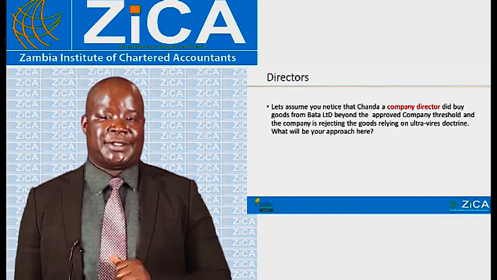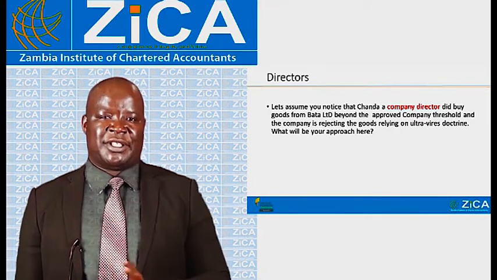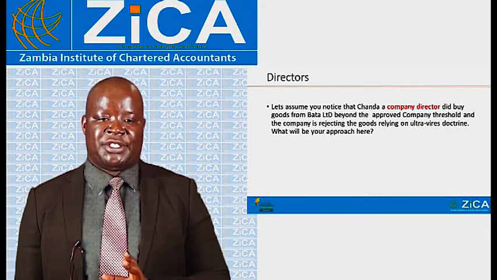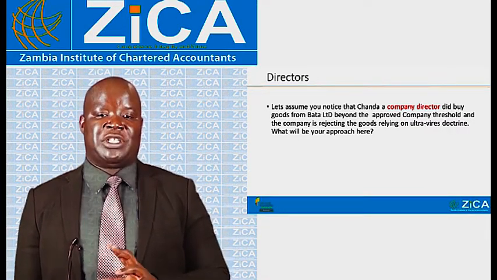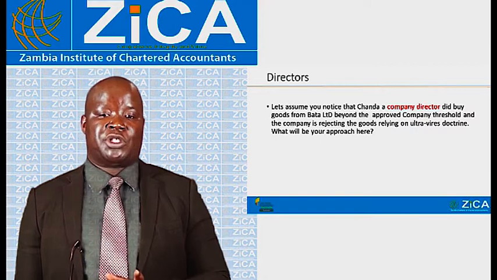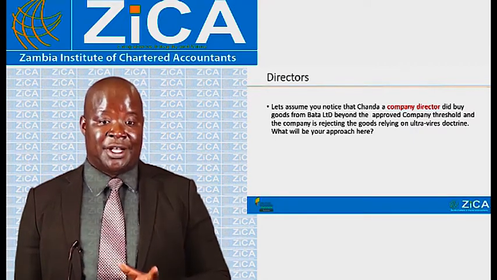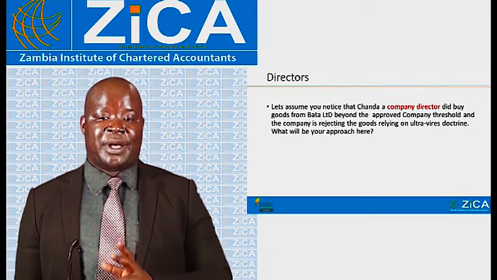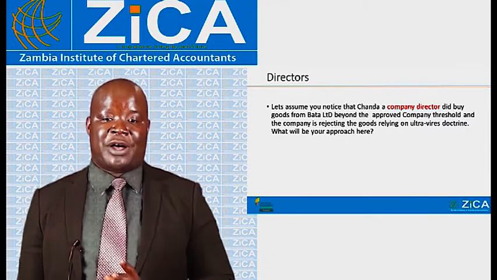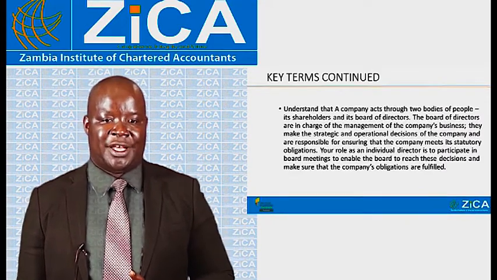Now, I have a sample here. It's based on directors. The reason why I've picked on this is because it constitutes about 60% to 70% of your examination. It always does. Let's assume you notice that Chanda, a company director, did buy goods from Bata Limited, right? Beyond the approved company threshold, okay? And the company is rejecting the goods relying on the ultra vires doctrine. What will be your approach here, okay?